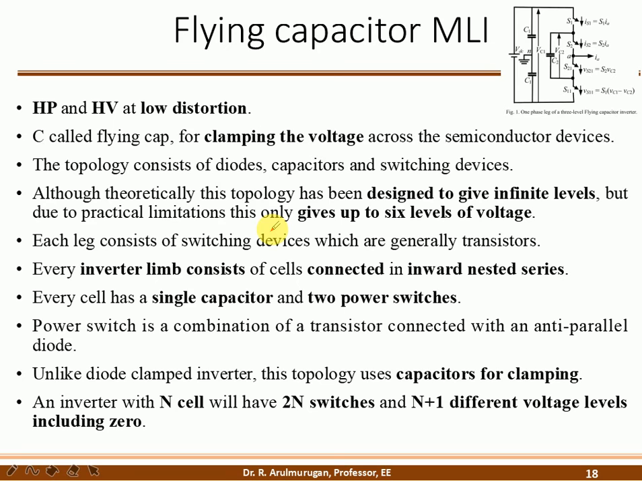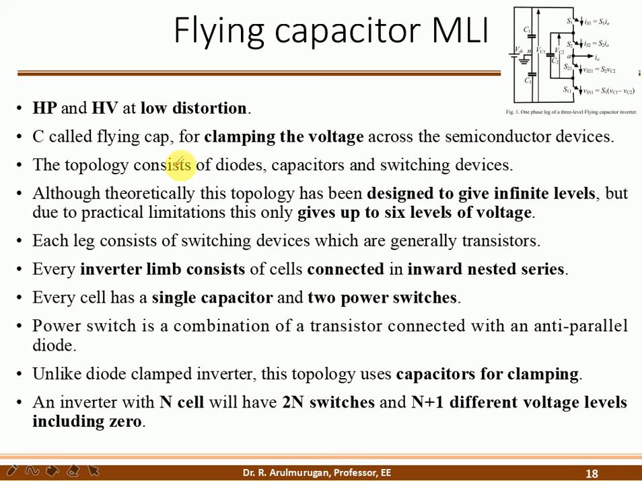The next one is a flying capacitor. Similar to the earlier topology, a capacitor is connected across the source, and one more capacitor is connected between this point and this point. So this capacitor is called a flying capacitor. This is also for high power, high voltage and low distortion, low harmonic distortion. C is called a flying capacitor, for clamping the voltage across the semiconductor devices.